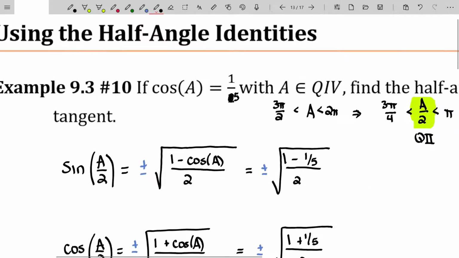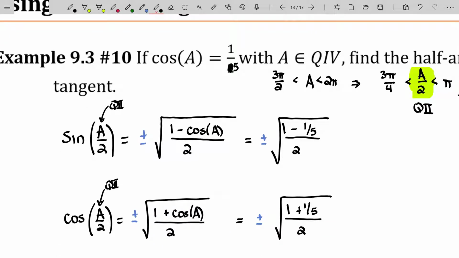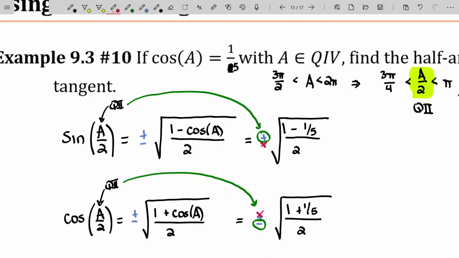And now I'll just ask, if I'm in quadrant 2, these are both quadrant 2 angles, they're the same angle, and it's in quadrant 2. We know that the sine in quadrant 2 is positive. So I'm going to keep the positive, I'm going to throw out the negative, and the cosine in quadrant 2 is negative. So I'll keep the negative for the cosine, and I'll throw out the positive. A very, very fast problem otherwise.